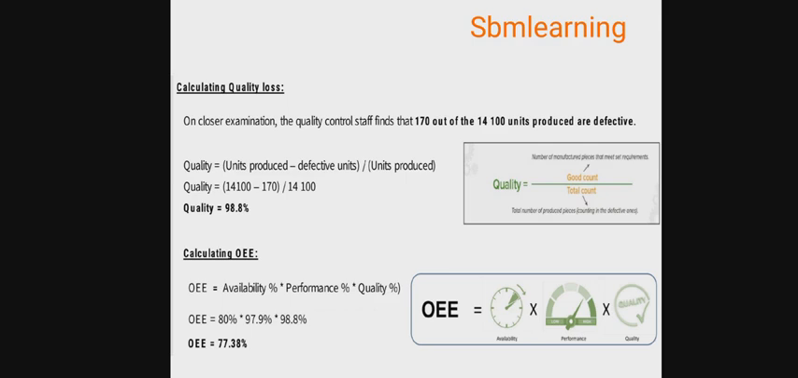So my OE calculation is: availability rate 80%, performance rate 97.9%, and quality 98.9%. I got OE as 77.38 after multiplying 80 by 97.9 by 98.9. Clear? So here we have shown one more example of OE calculation with numbers.